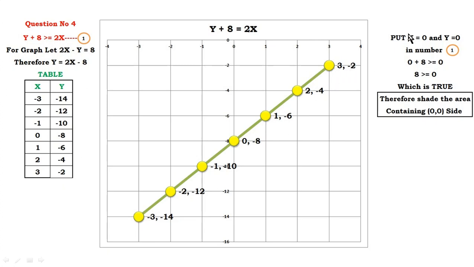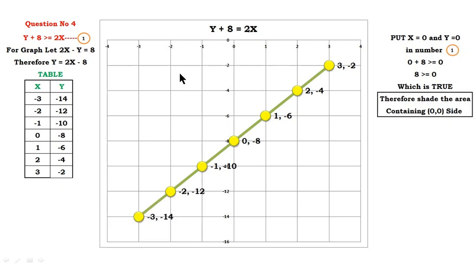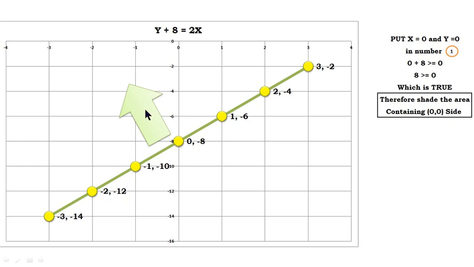When you put x is equal to 0 and y is equal to 0 in number 1, you will get 0 plus 8 greater than or equal to 0. It means 8 is greater than or equal to 0, which is true. It means you have to shade the region where 0, 0 lies. It is the region here where 0, 0 lies. It means you have to shade this region, not this one. The arrowhead represents that you have to shade this region.